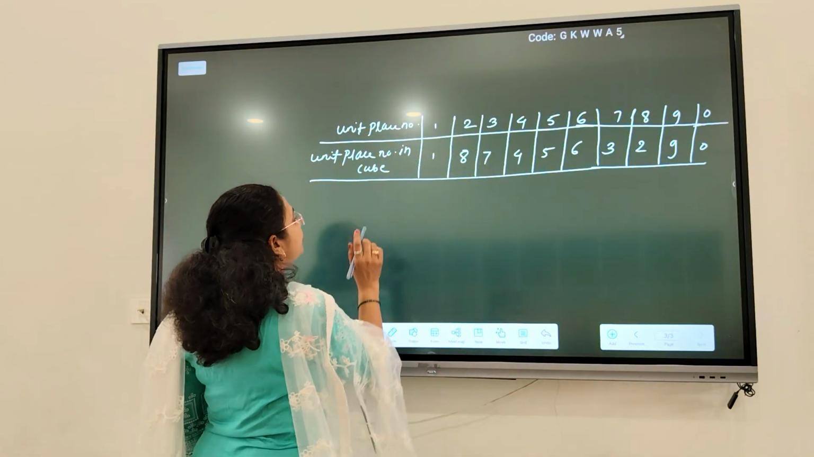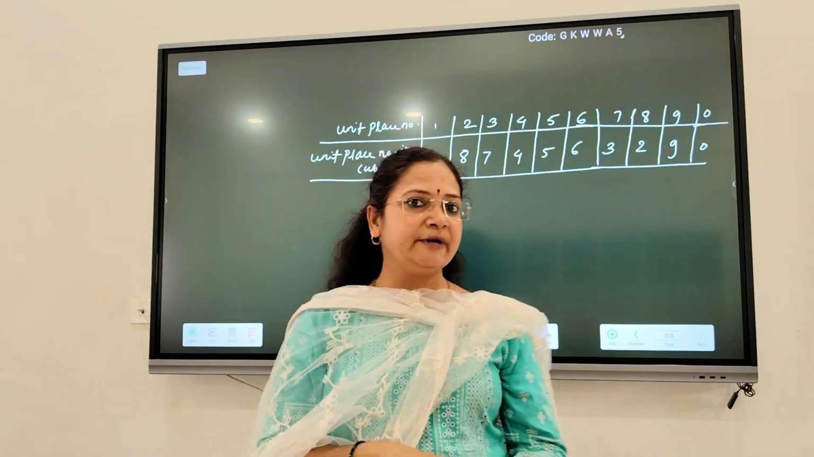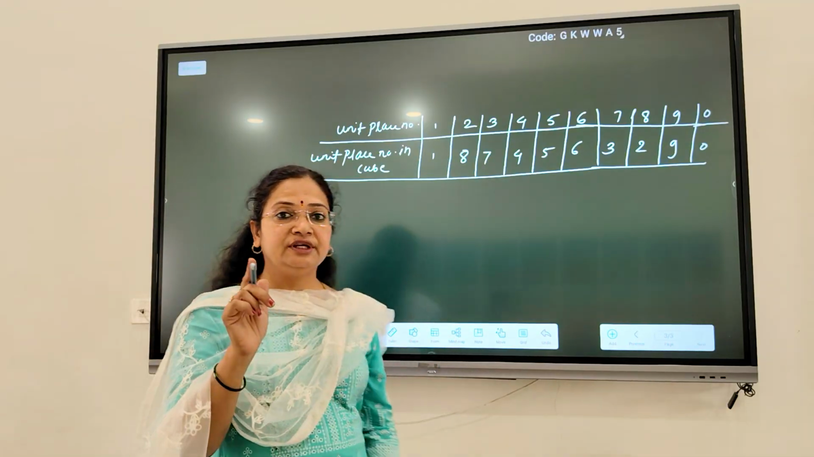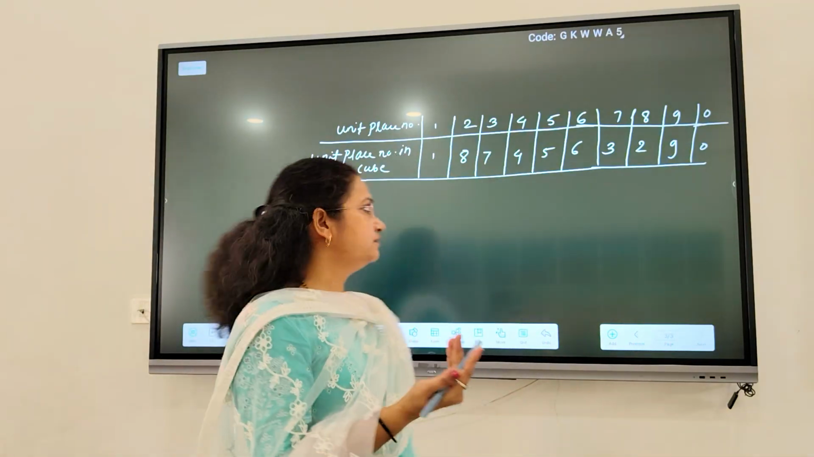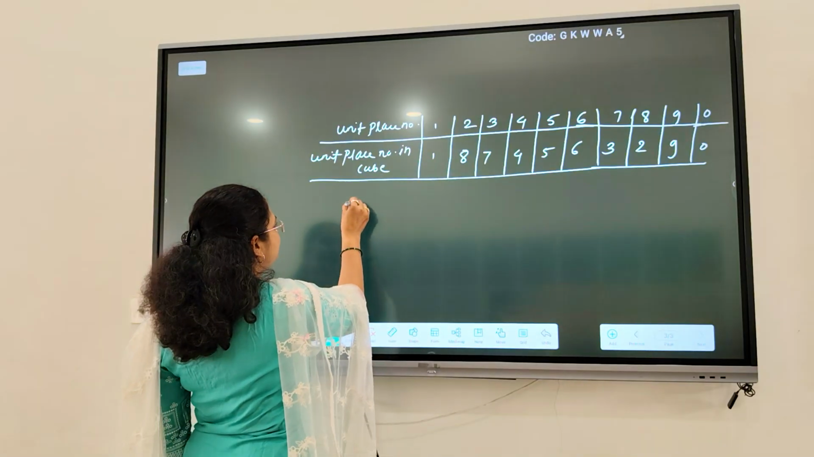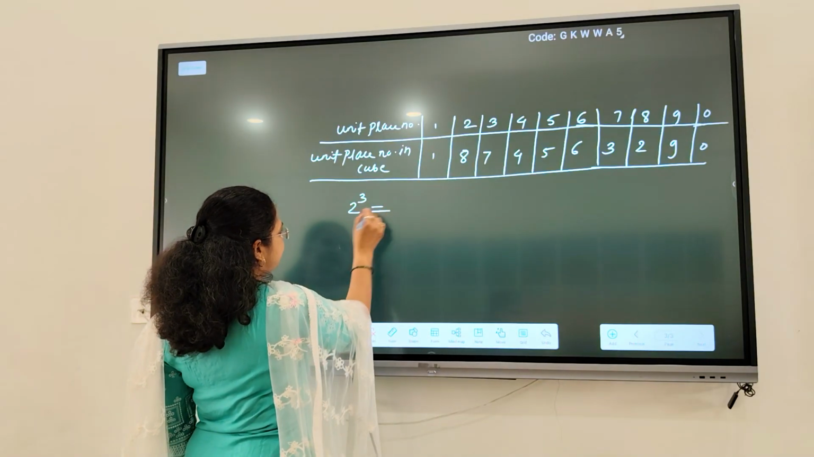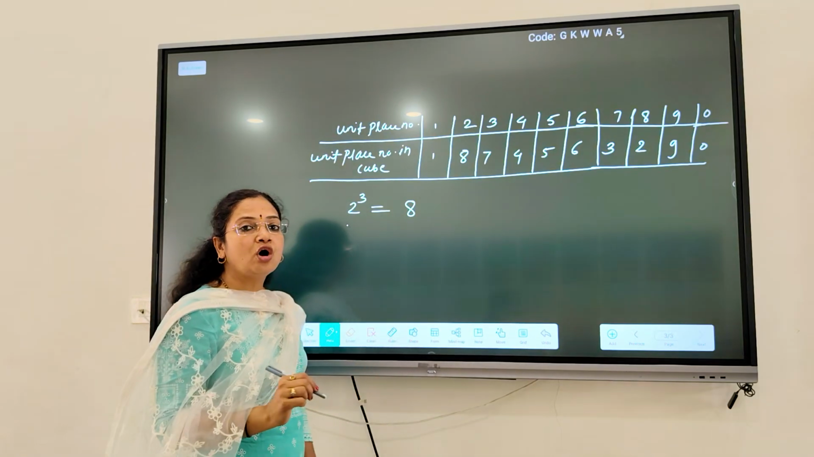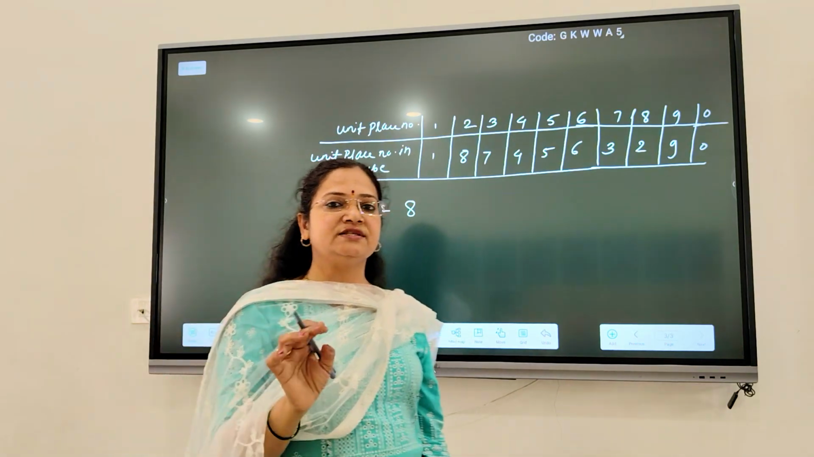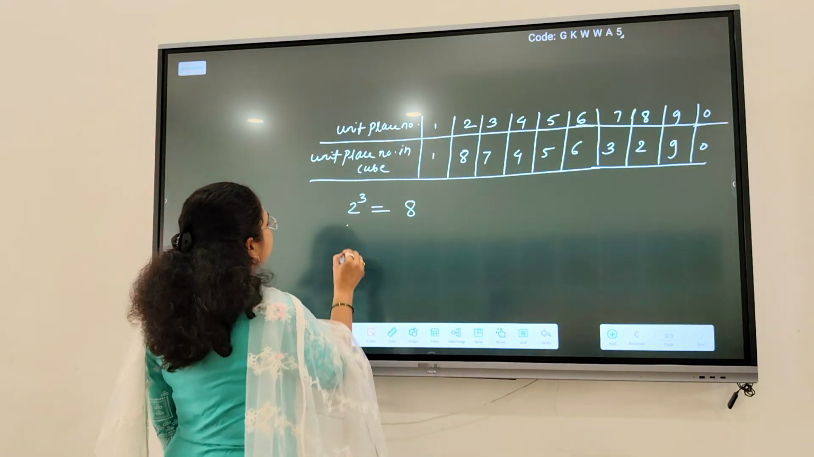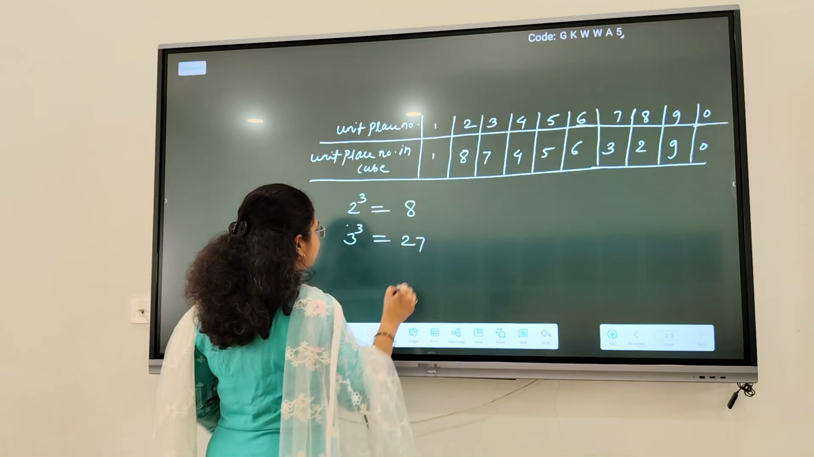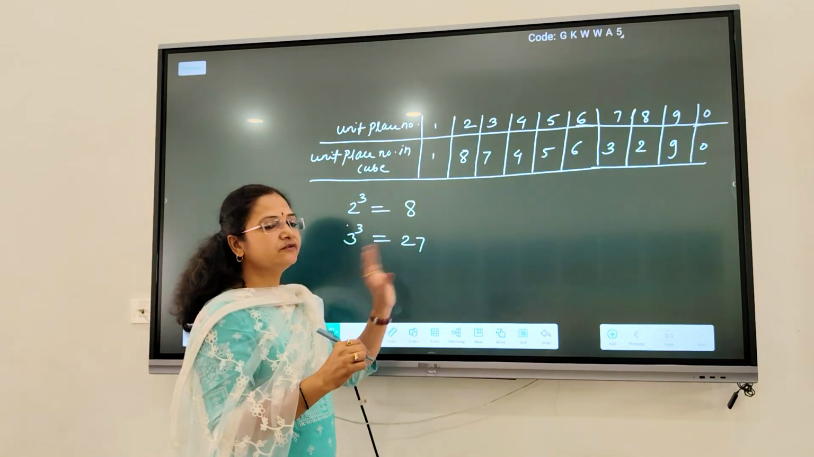See, one more point I have explained, that is the cube of an even number is even. See here, cube of 2. It is an even number and its cube is 8. Cube of an even number is even. 3 cube is 27. 3 is odd, 27 is also odd.